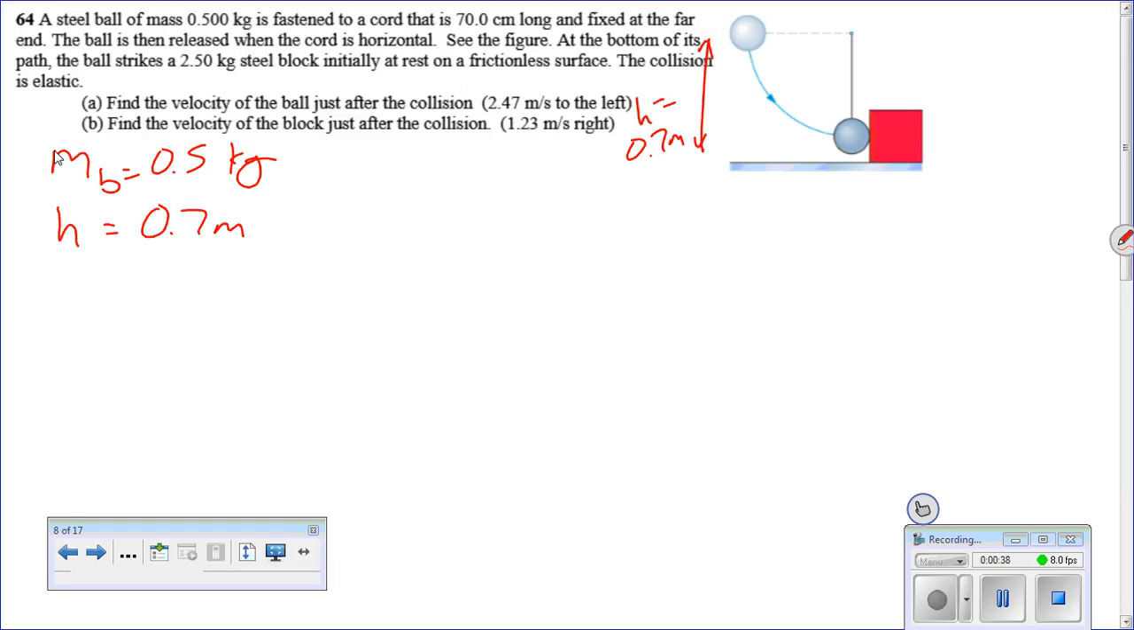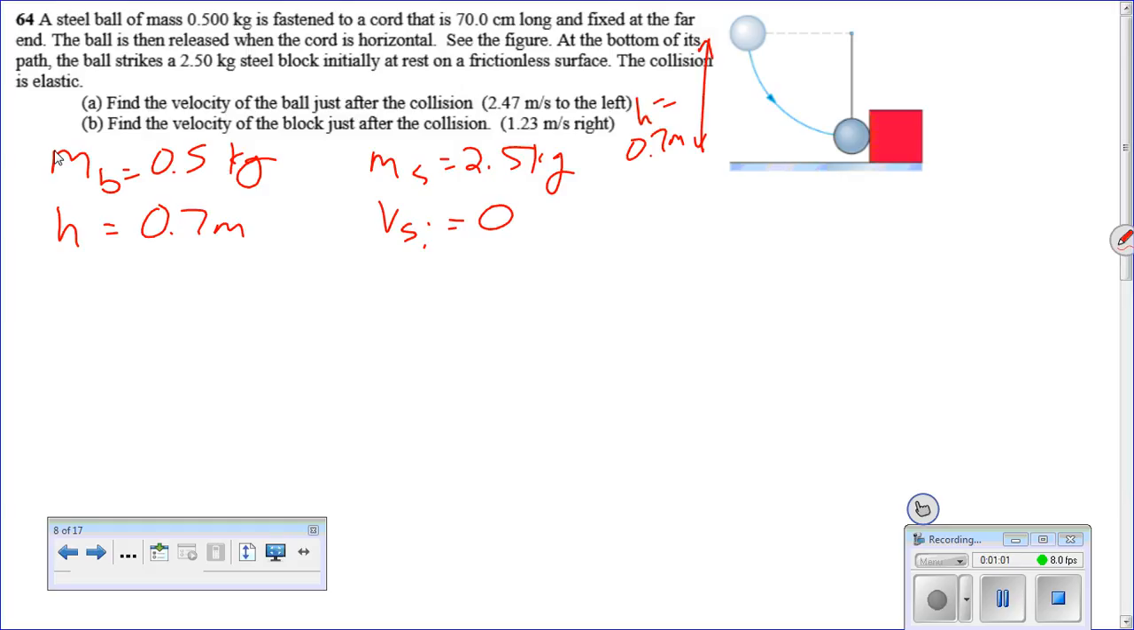At the bottom, the ball strikes a steel block. So the mass of steel is 2.5 kilograms, and the velocity of the steel initially is 0. All right, and then the collision is elastic. So what we need to do is find, at the end of the swing, in other words, before the collision, what is the velocity of the ball.